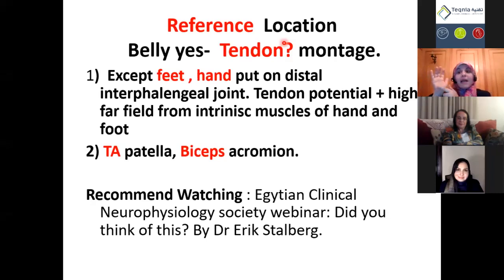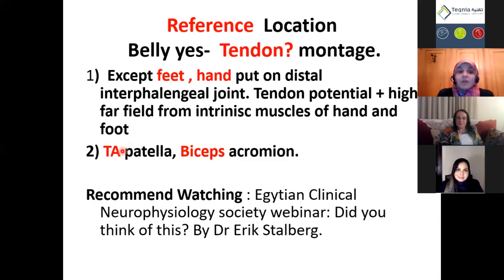Why? Here in the hand and in the feet, the same for the tibial nerve, there are so many intrinsic muscles. The intrinsic muscles produce a positive far field potential. And the tendon produces a small positive potential, very small. Here, the tendon potential and the far field from the intrinsic muscles summate together and affect the recording more. So it is recommended in the hand and in the feet to put it on the distal interphalangeal joint.